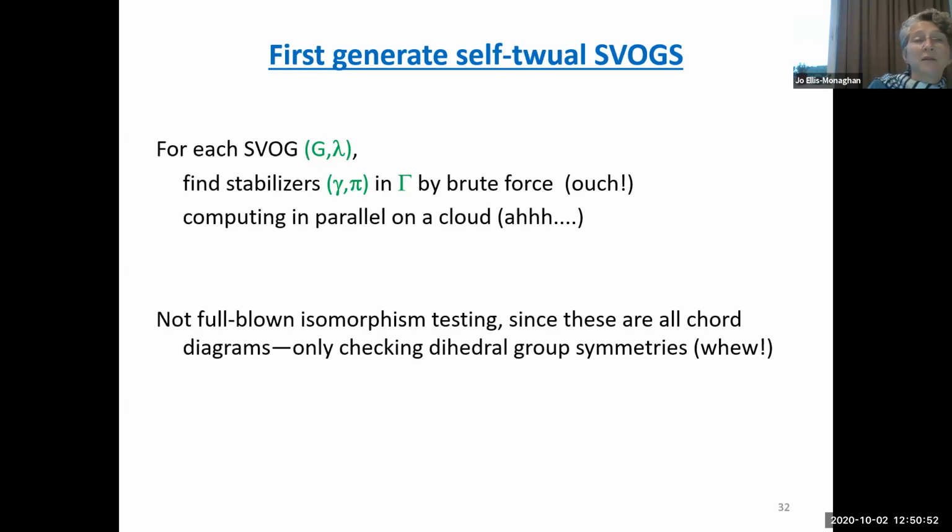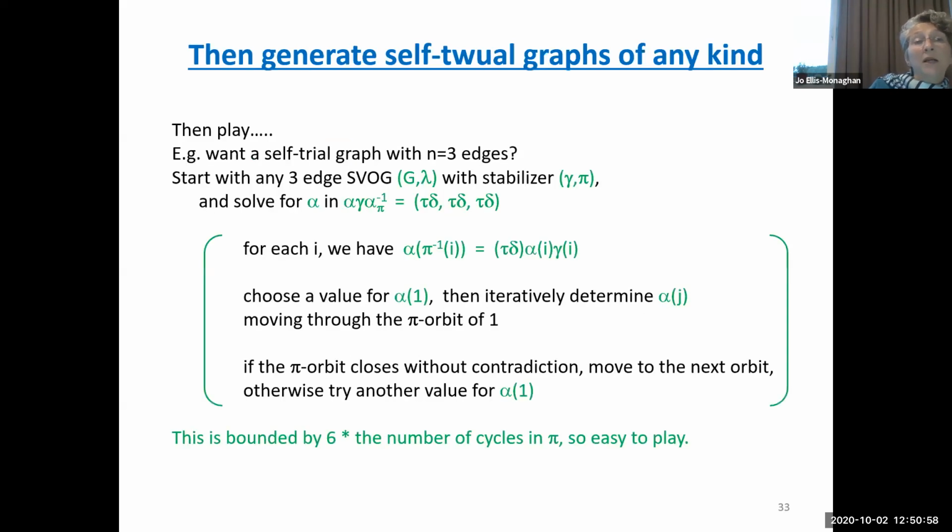We find all of the stabilizers of those one vertex graphs, and then you play, right? You want a self-trial graph with 3 edges. You start with any 3-edge single vertex graph with some stabilizer, and you run through a solver to find that alpha. And it's bounded by, I guess, 6 times the number of cycles in the permutation.